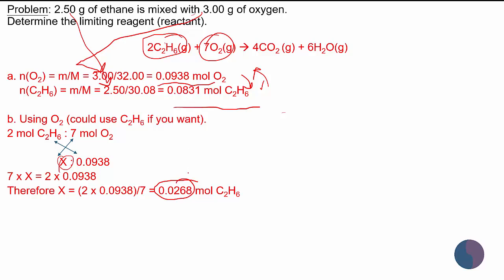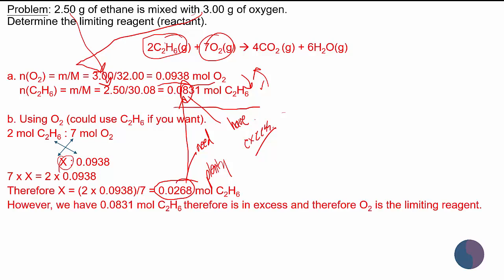So I know I have this much and this is excess. So I know I have plenty of this. This is how much I need and this is how much I have. So this is definitely the excess because I have a lot of it and this one's limiting. So you need to make a statement that explains that now that you've got the working there. So that's probably the most important thing to do, is make a statement so that people know and you know what's going on. So however, we have 0.0831 moles of ethane, therefore it is in excess, therefore O2 is the limiting reagent. Okay, so that's how you work it out.